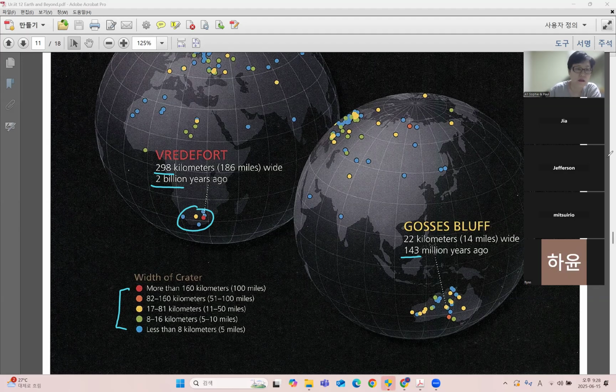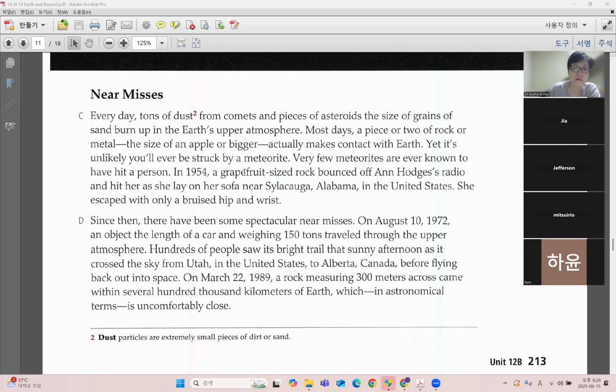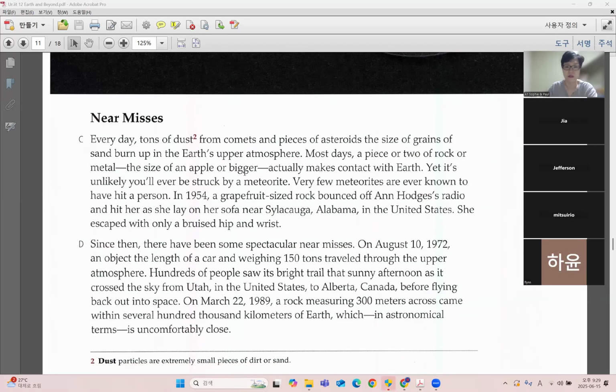All right. And meteorites. And near misses. What does near misses mean? Close. Close, very good. Near misses is close calls. It means almost hit. Okay, near misses, it means close calls.